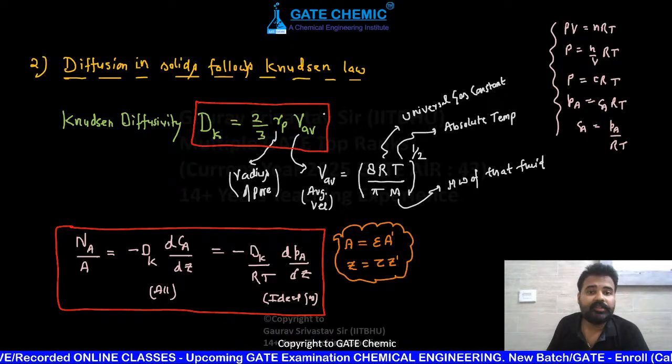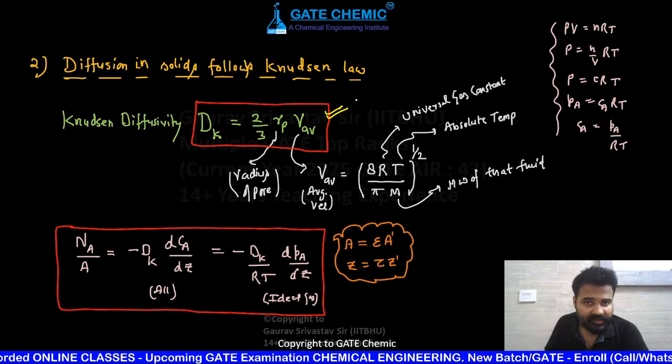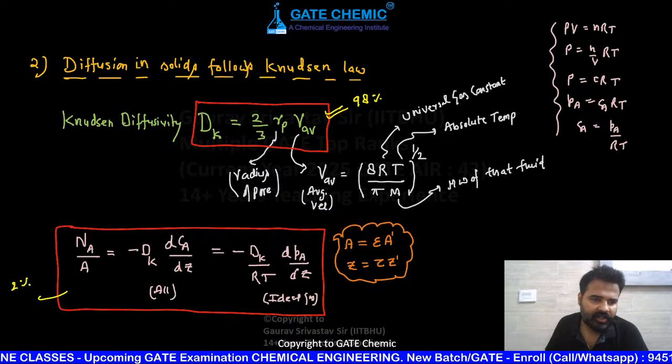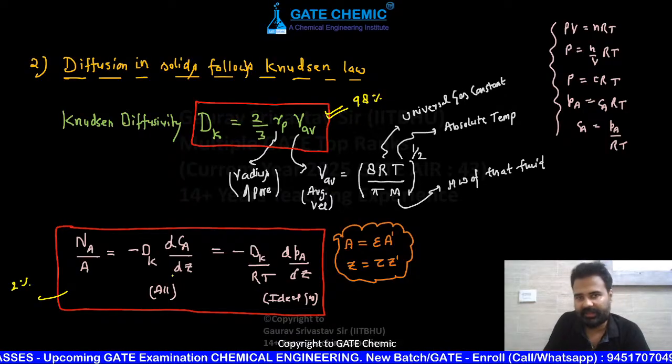Now, this is a very, very important formula. If they are going to ask in examination, 98% chances are there that they are going to ask this, or 2% chances are there that they are going to ask complete flux in this Knudsen case.